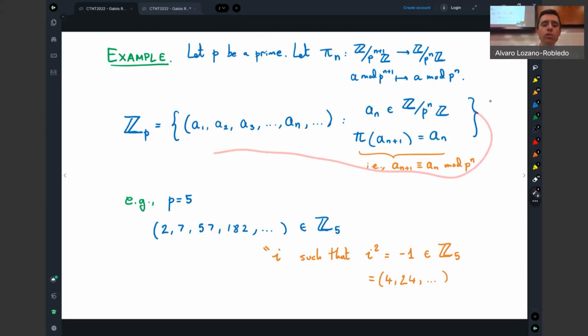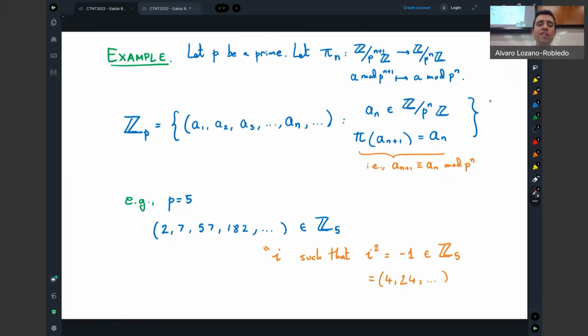For example, for p equals 5, here's a coherent sequence: you have 2 mod 5, then 7 mod 25. When you reduce 7 mod 5, you get 2. Then 57 modulo 5 cubed. When you reduce this modulo 25, you get 7. And when you reduce 7 mod 5, you get 2. So these are coherent and so on. I chose this sequence in particular because every element has the property that its square is -1 in that congruence class. So 2 squared is 4, which is -1 mod 5. 7 squared is 49, which is -1 mod 25, and so on.